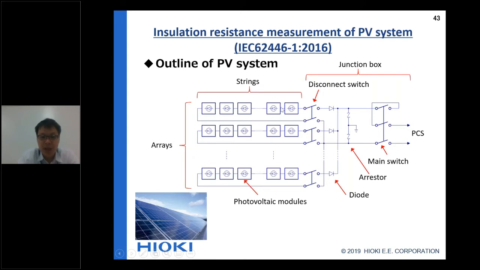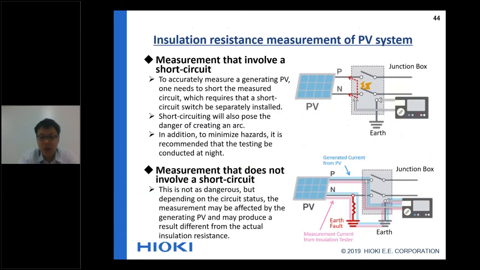So there are some strings and arrays. These are photovoltaic modules. Here is a junction box and diode, and from here it goes to the PCS. When you want to measure the insulation resistance of a PV system, there are basically two methods, but there are some problems. With the first method, you need to short P and N and measure. However, it is very, very dangerous at noon time.